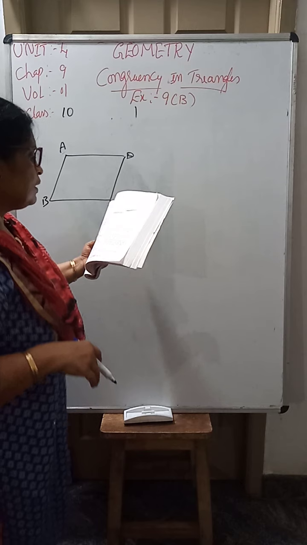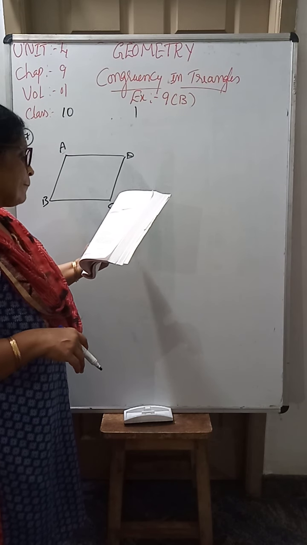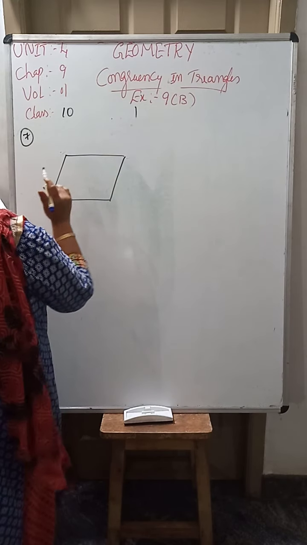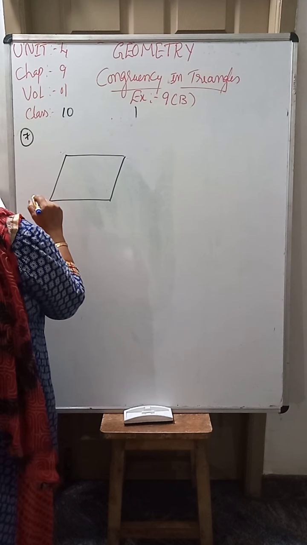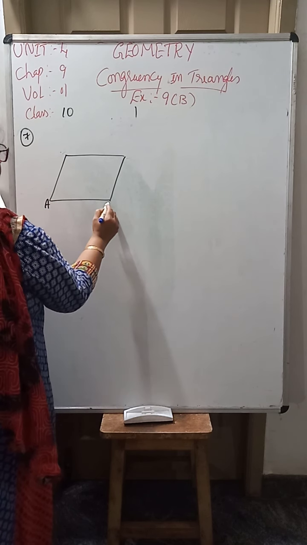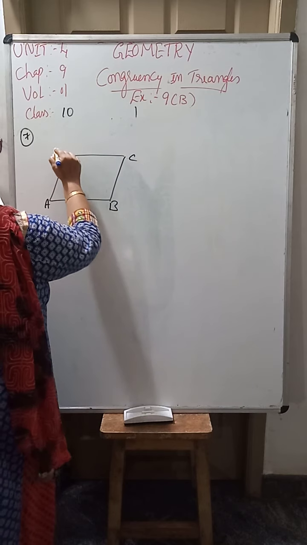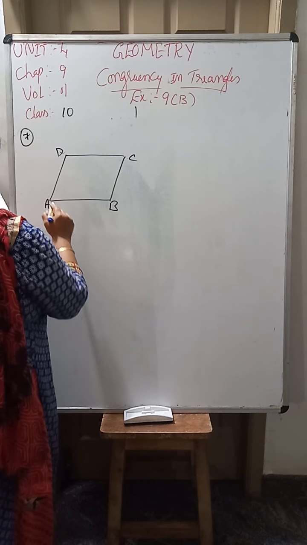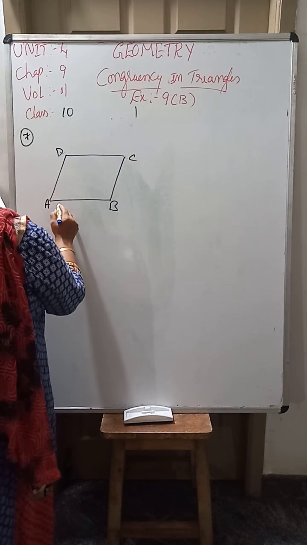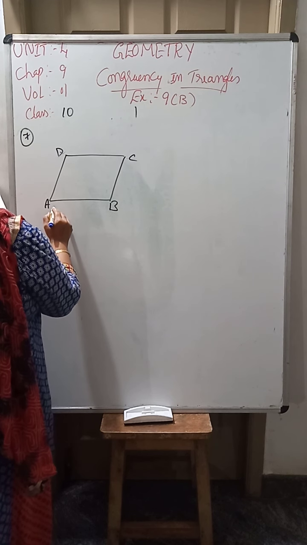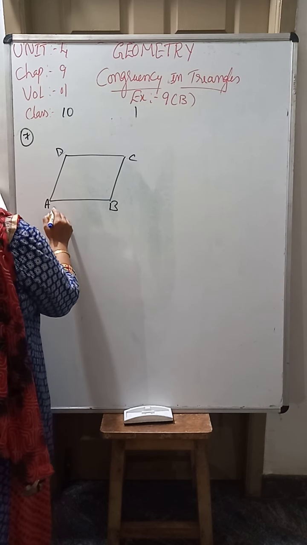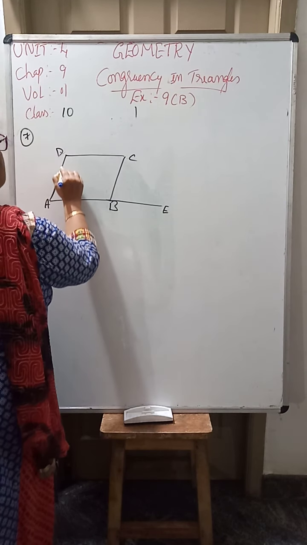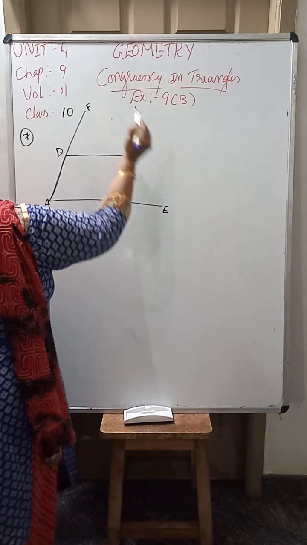ABCD is a parallelogram. The side AB is produced. Sides AB and AD are produced to E and F. Side AB is produced to E and side AD is produced to F.